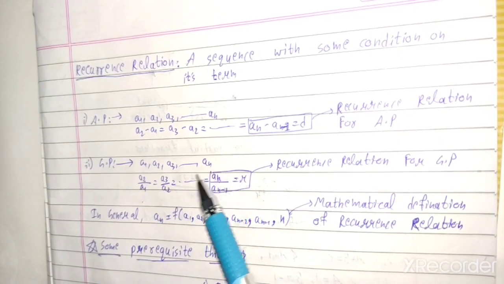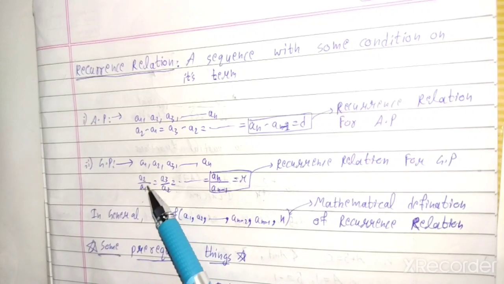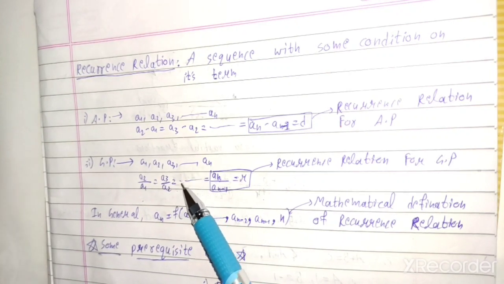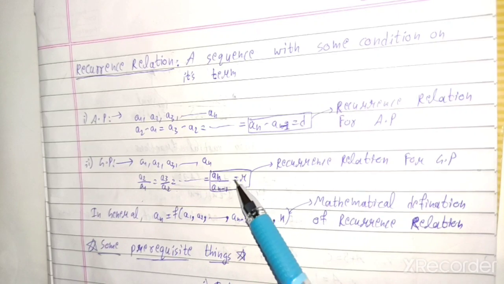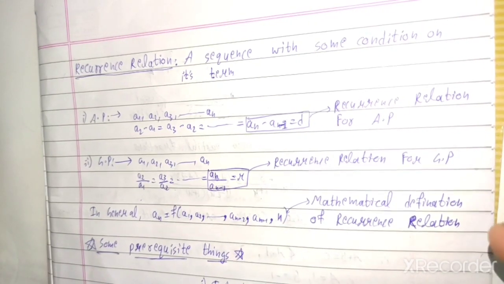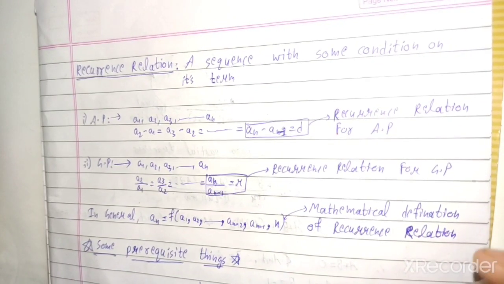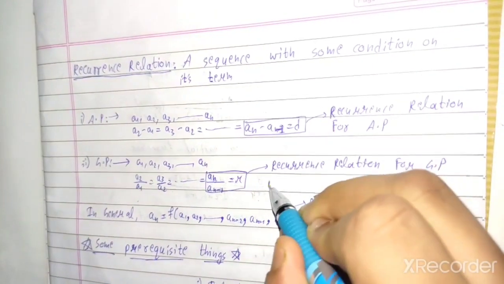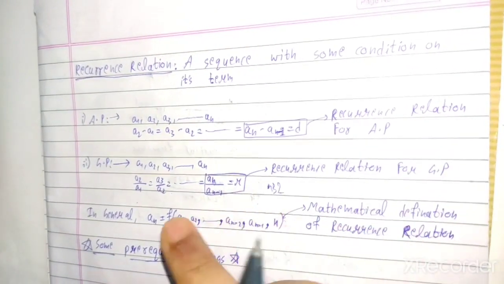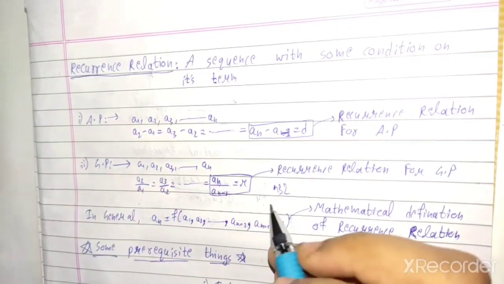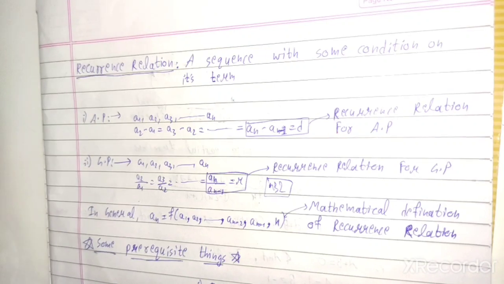Let's take n terms in the sequence. Since this is a GP, the common ratio A2 by A1 must be equal to A3 by A2, which must be equal to A4 by A3. In general, an upon an minus 1 must be equal to some ratio, for example R. Obviously n is greater than or equal to 2, because we have taken the series from A1, A2 till an.